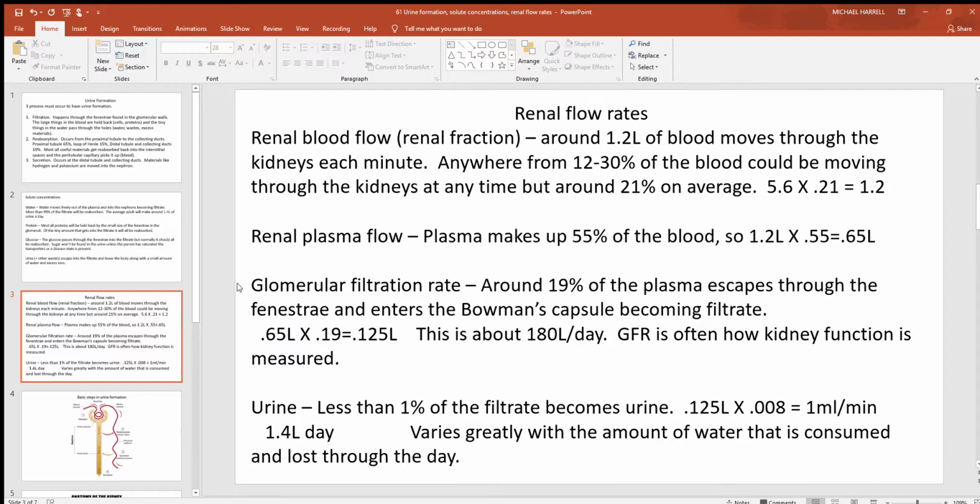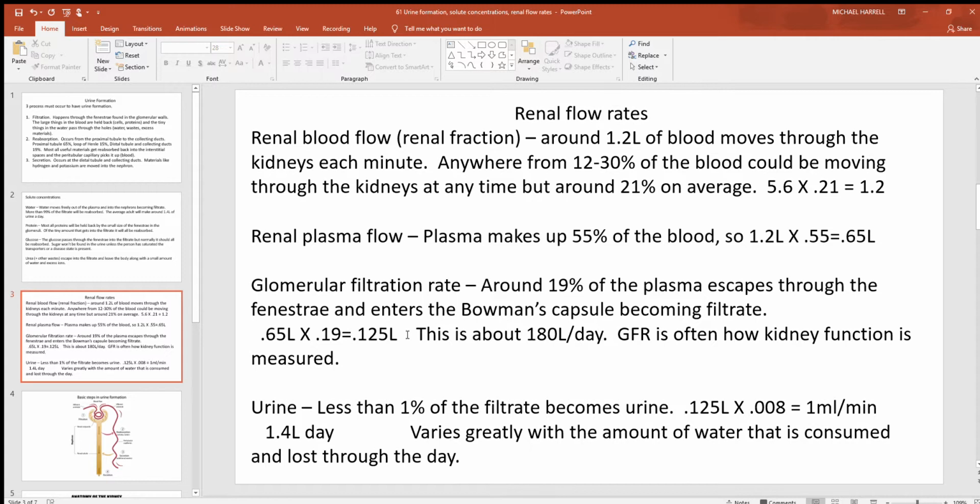So if we want to look at glomerular filtration rate, we look at how much plasma goes through the kidneys every minute. We just said that was 0.65 liters. And since about 19% of that plasma gets out of the cardiovascular system, through the glomeruli into the Bowman's capsule, 0.65 times 19% is 0.125 liters right there. So that comes out to around 180 liters of filtrate a day. That is a huge amount of filtrate. So that goes to show you the kidneys are reabsorbing a massive amount, almost every bit of that, right back into your body. And this glomerular filtration rate is largely how kidney function is measured.